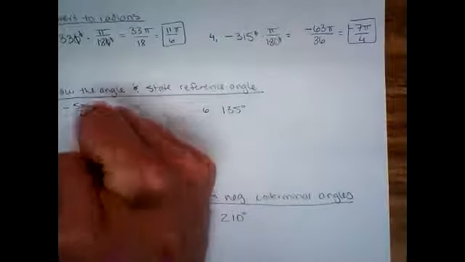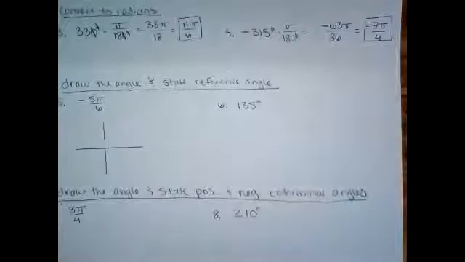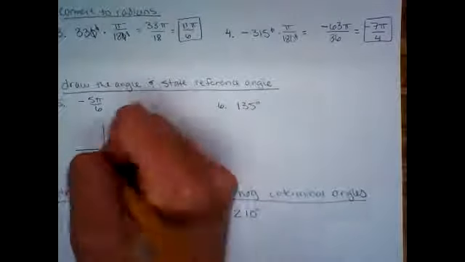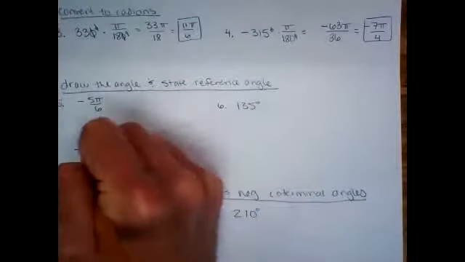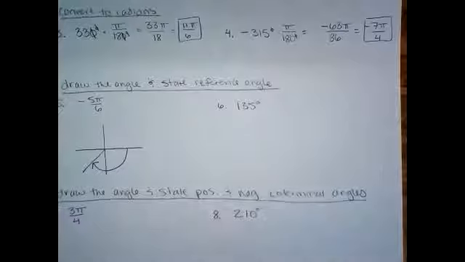All right, draw the angle. You just have to decide what quadrant you're in. Which one is -5 pi over 6? Careful because you're going backwards. 3, good. That's all you have to do for drawing it. Just put it in the correct quadrant and show me what direction you went.